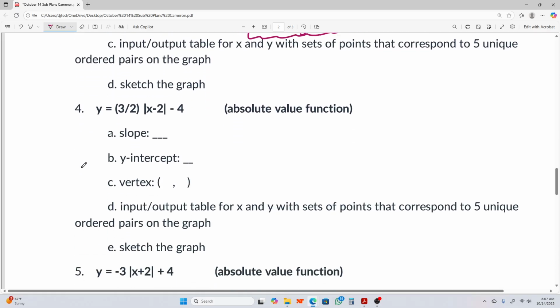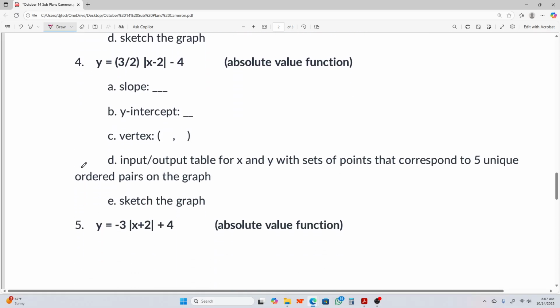Number 4 is a little bit different. Now you got an absolute value function. And I still want an input-output table. I want to know the vertex. To me, the most important thing is the vertex.